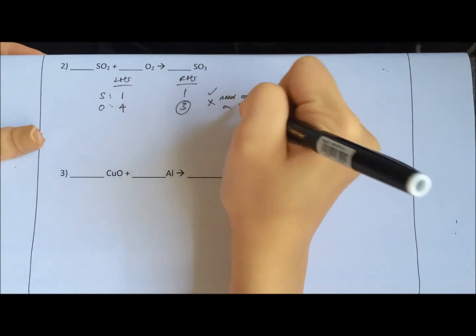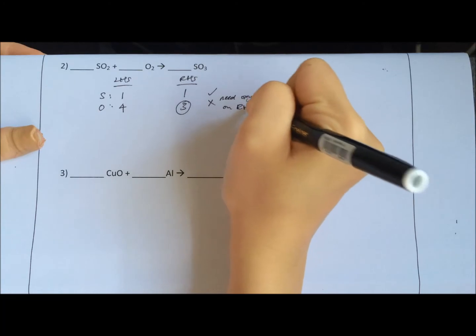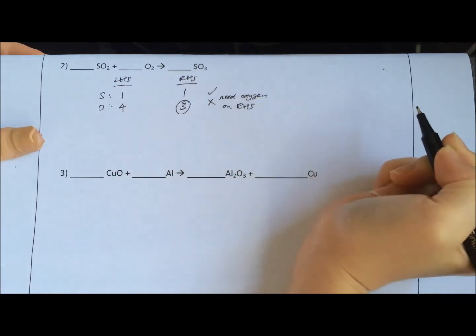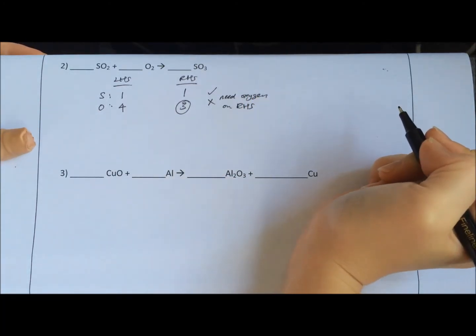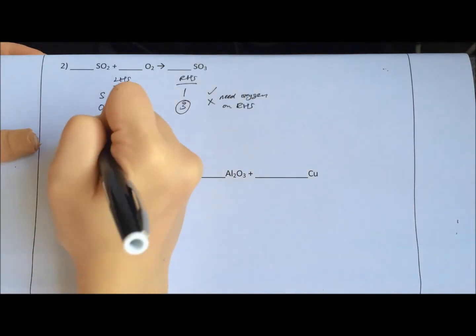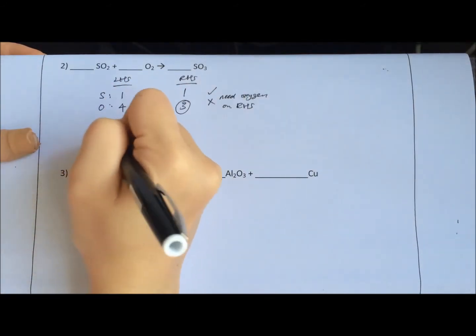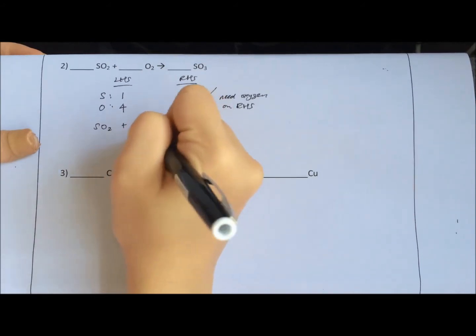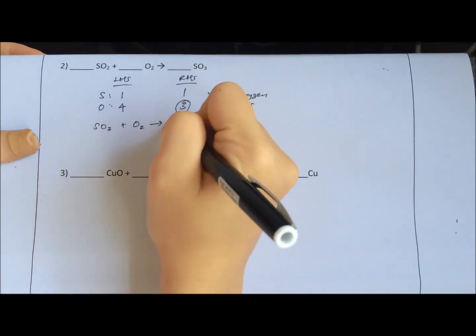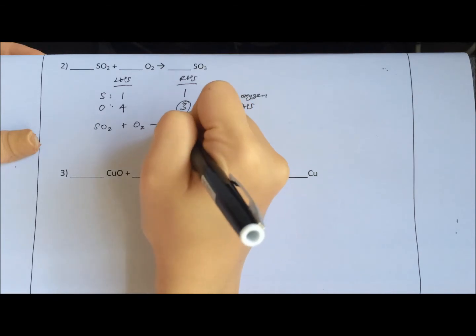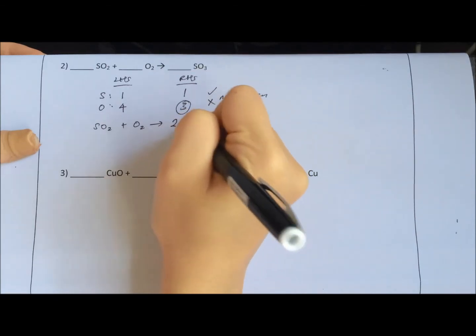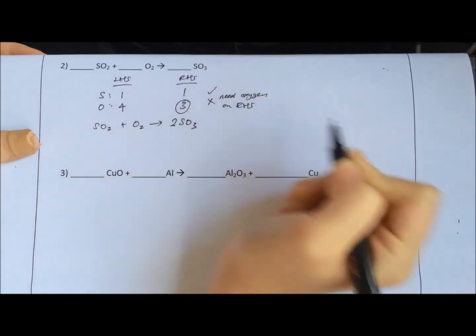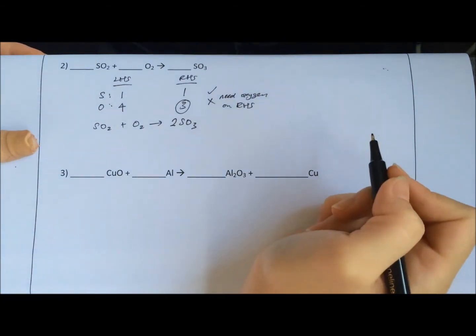So because we need more oxygen on the right hand side, we just need to add a number in front on the right hand side. Okay, so first we copy the equation down, which is SO2 plus O2 arrow. Now we change it to number 2, we increase it to number 2. So 2SO3. Okay, then we count again.